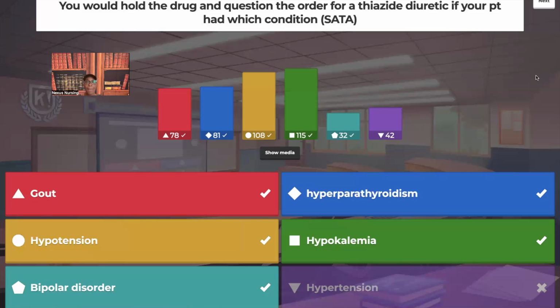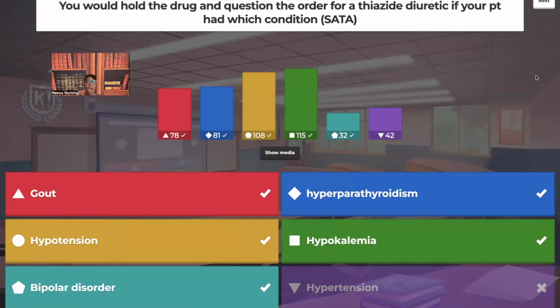So if you have hyperparathyroidism, which means you got a lot of calcium in the blood, do you think it'd be a good idea for a patient to take a thiazide diuretic that makes them hold on to even more calcium? No, absolutely not. By the way, guys, where do we want calcium to be? In the bones. Calcium is what makes the bones strong. We want it in the bones, not the blood, right? So we don't want to make that condition worse. Does that make sense?